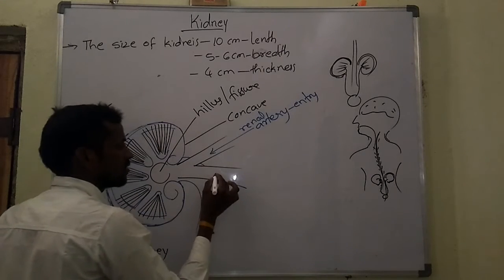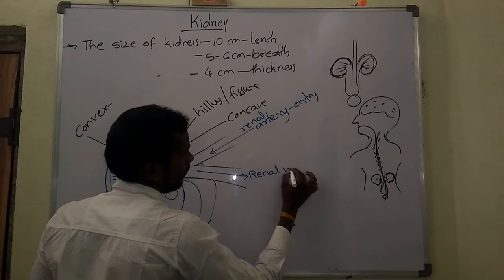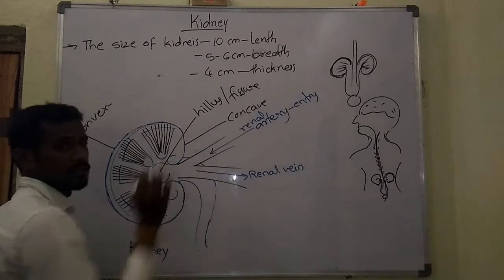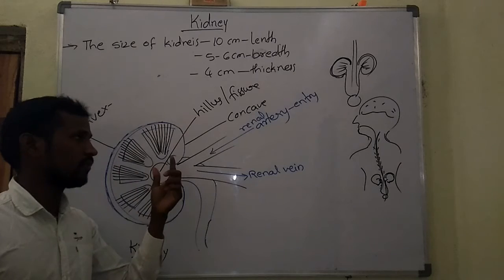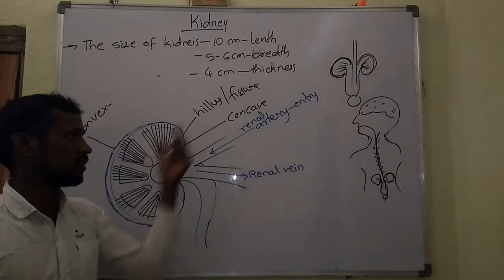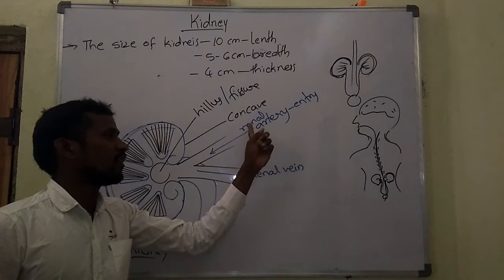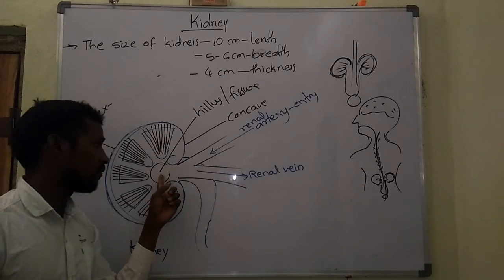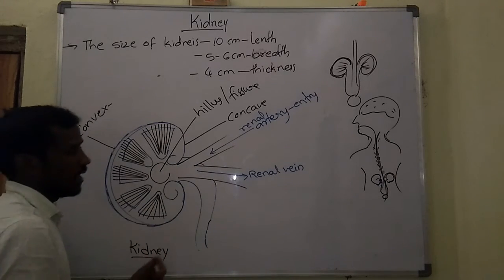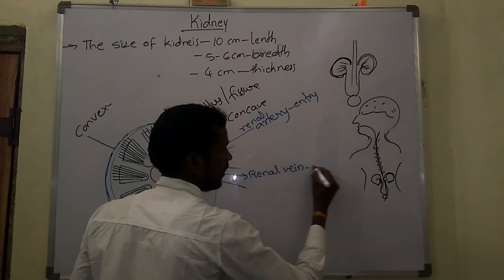And exit of the renal vein from the hilus or fissure. Each kidney's inner side has a hilus or fissure, in the middle place, for the entry of the renal artery. The renal artery enters at the hilus and the renal vein exits.